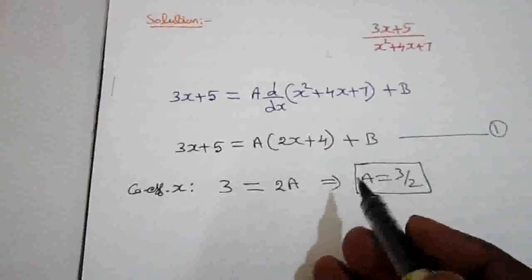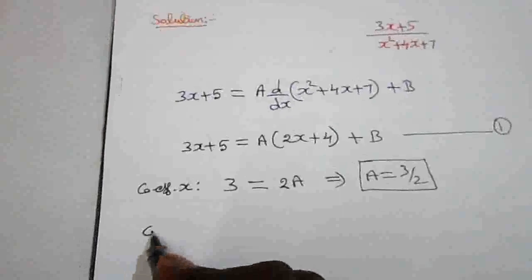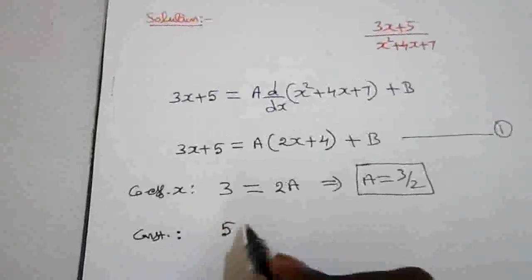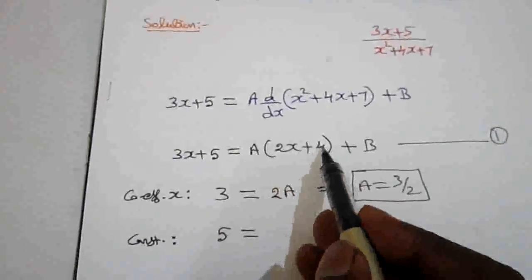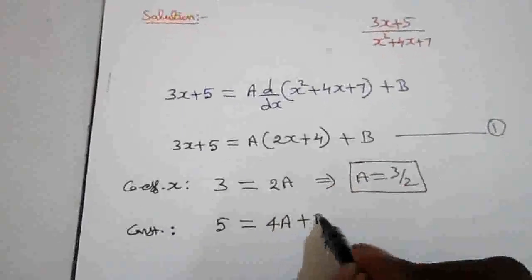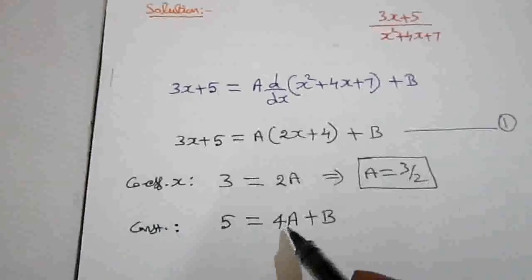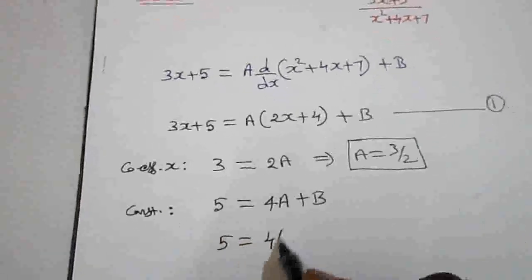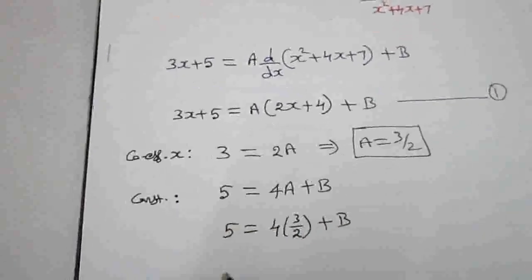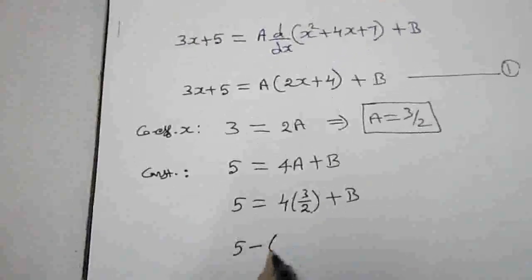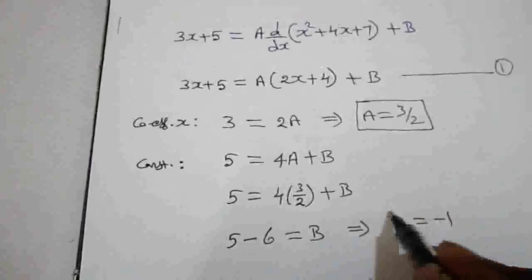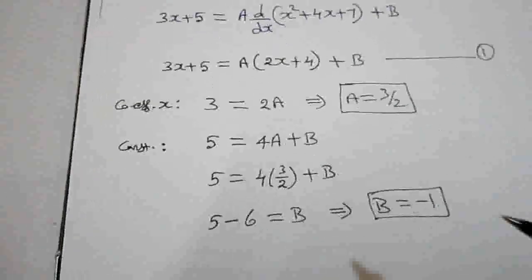And then to find the value of b, equate the constant terms. What is the constant term here? 5. Here the constant term is 4a plus b. Substitute the value of a here. So 5 is equal to 4 into 3/2 plus b. Cancel this: 5 minus 6 is equal to b, which implies that b is equal to minus 1. So I found the a and b values.